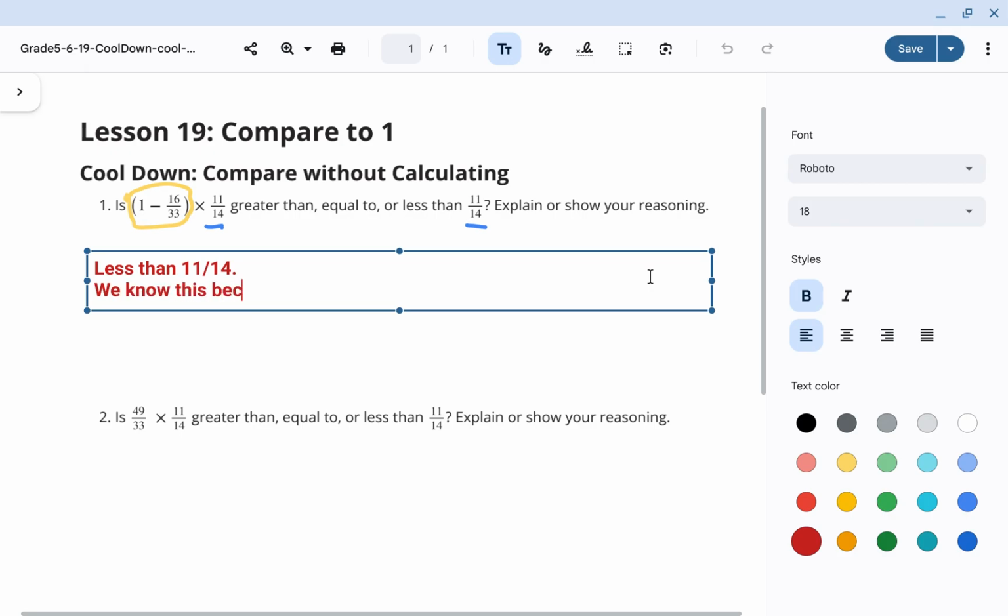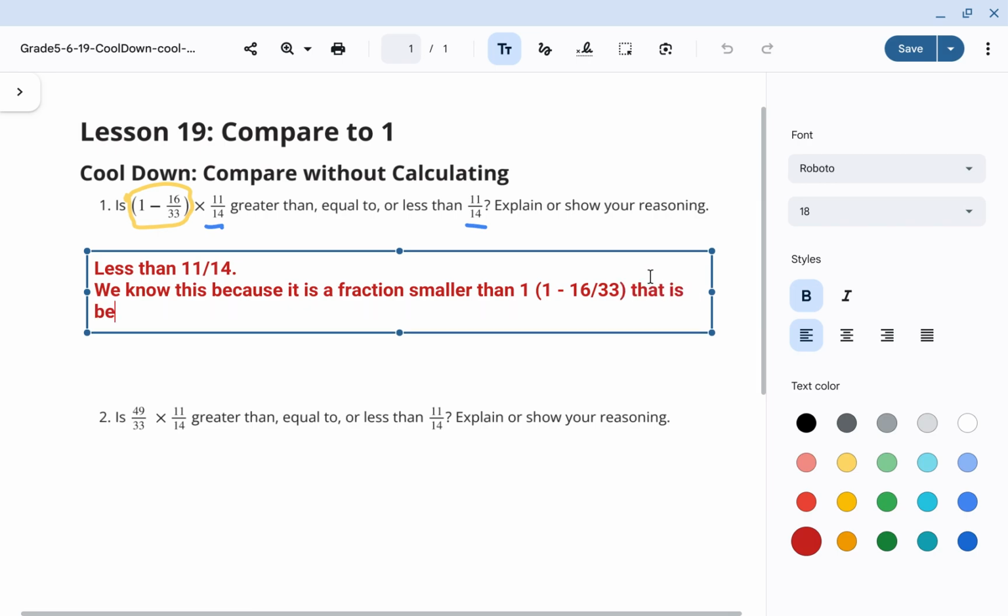We know this because it is a fraction smaller than 1, and I'm going to put in parentheses the 1 minus 16/33, okay, and that is being multiplied by 11/14. The answer, or you know what, just to be more precise, I'm going to say product because that is an answer specifically for multiplication. The product would be less than 11/14.